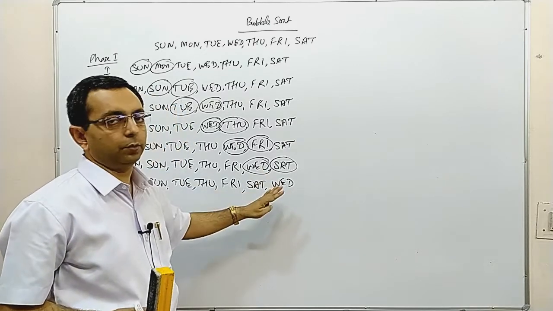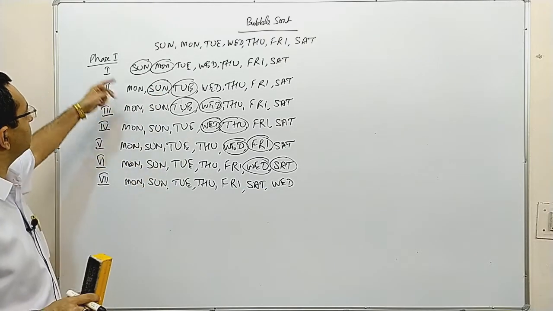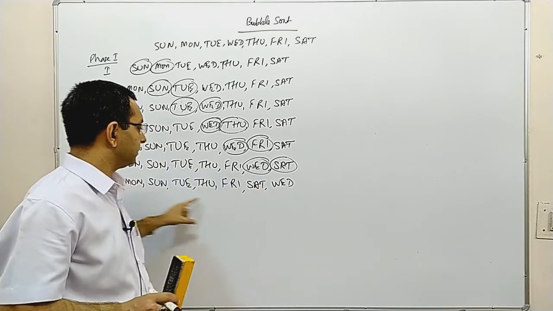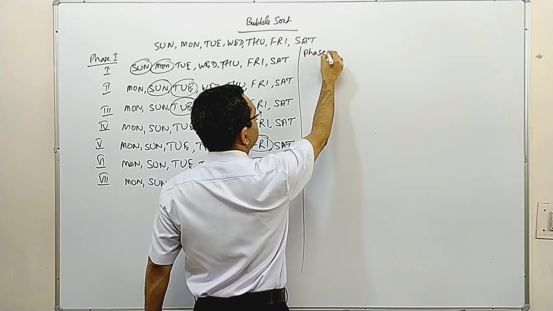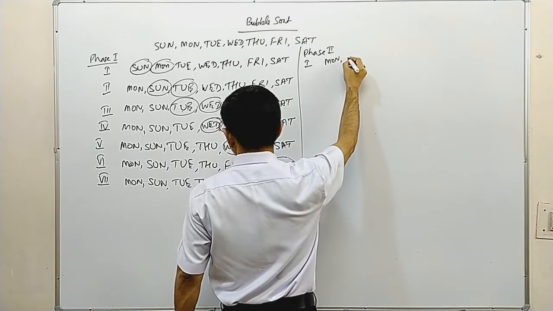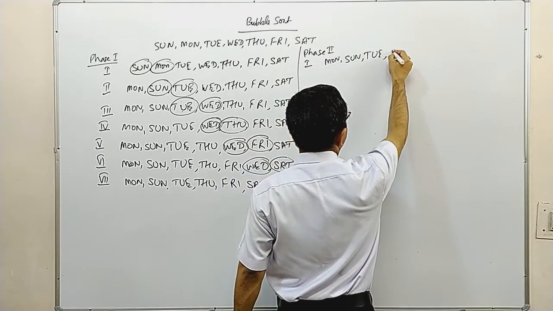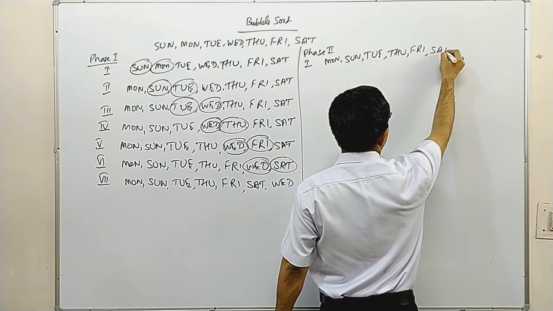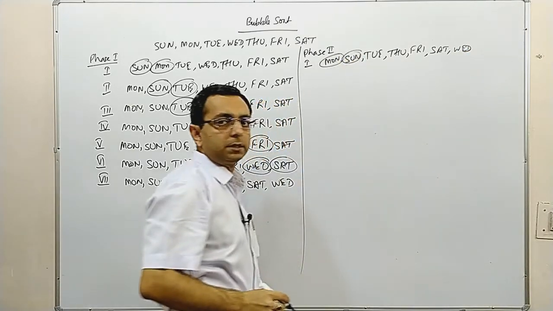Now we have to reiterate the process. Reiteration means phase 2 will be started, and in phase 2 we have to select this series. So let's see. Phase 2, step first. The series is Monday, Sunday, Tuesday, Thursday, Friday, Saturday, and Wednesday. Now again we have to compare.